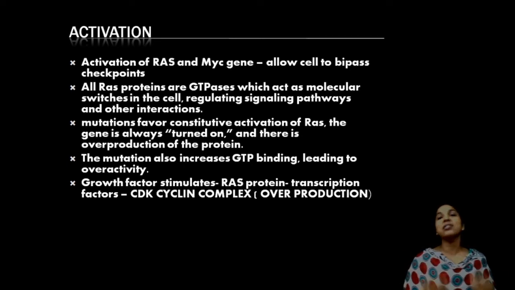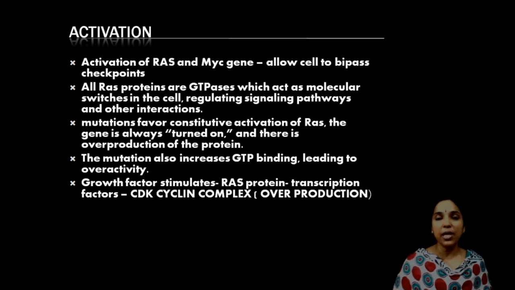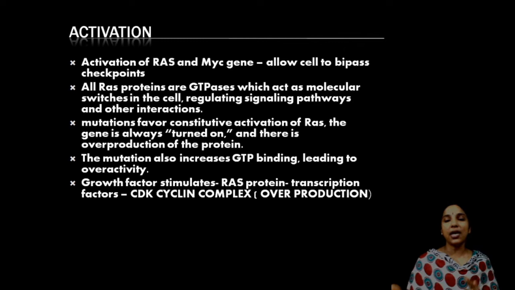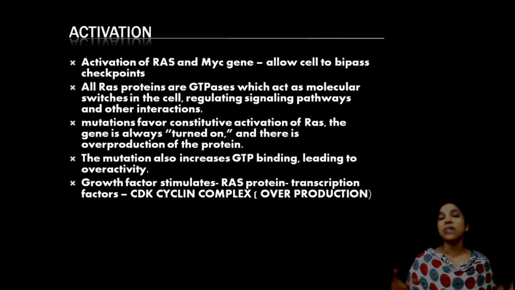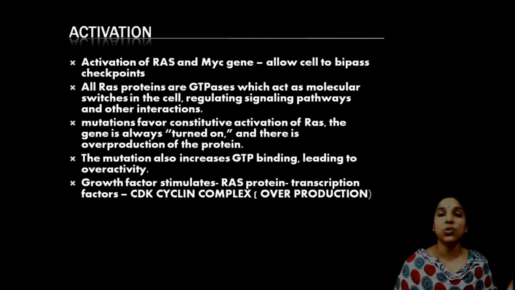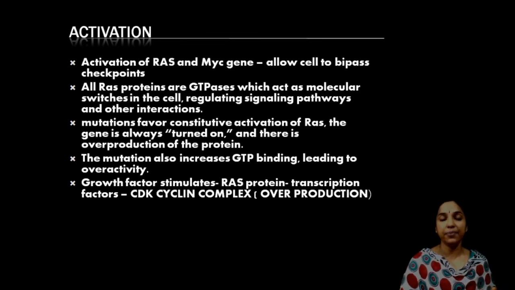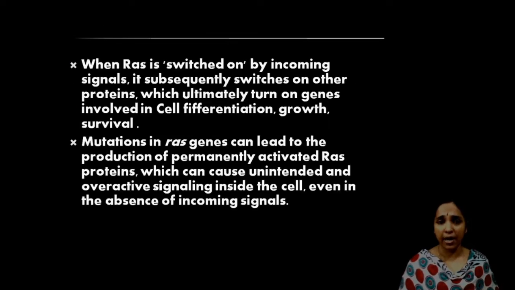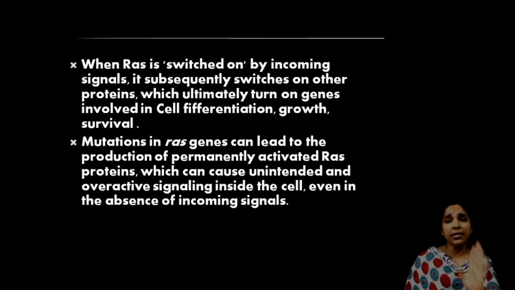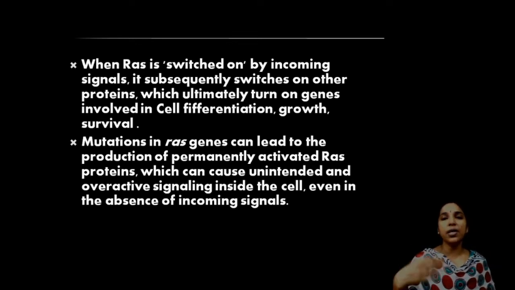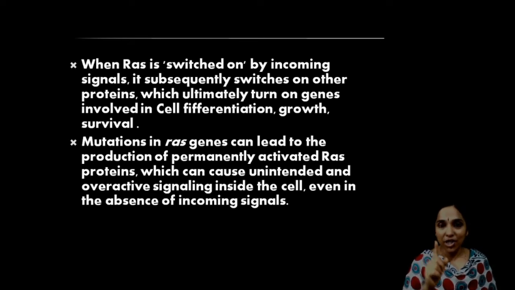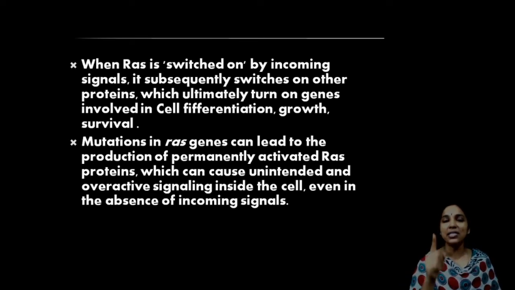Growth factor stimulates the RAS protein, which will produce more; transcription occurs, with CDK cyclin complexes and overproduction. This is happening when RAS is more activated. Clear? More about RAS: RAS is switched on by incoming signals. It turns on genes involved in cell differentiation, growth and survival. Mutation in RAS leads to production of permanently activated RAS.